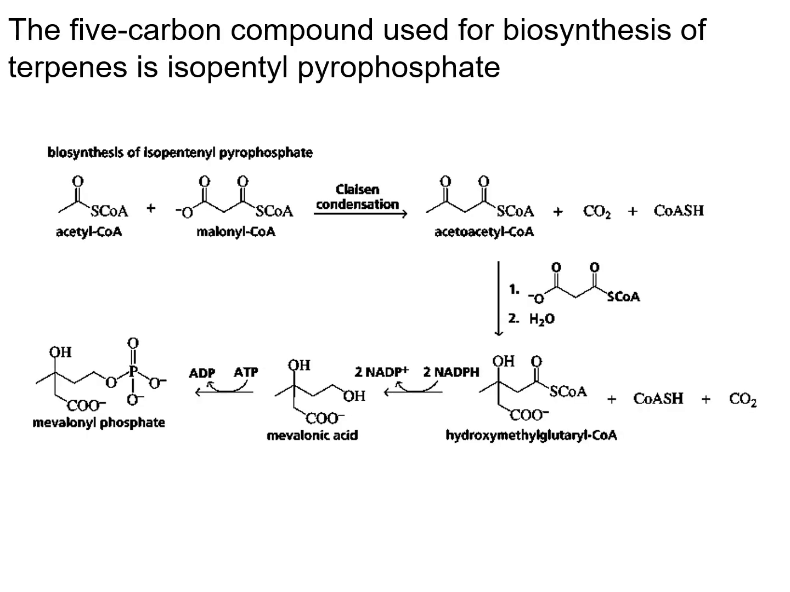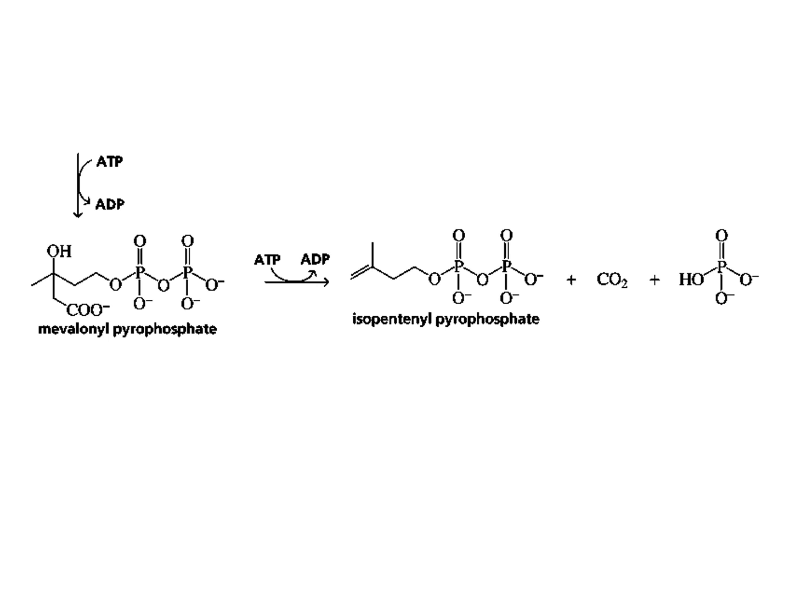The 5 carbon compound used for biosynthesis of terpenes is isopentenyl pyrophosphate. It can be made from acetyl-CoA as the starter unit and malonyl-CoA as the extender unit, using a condensation reaction. This condensation reaction leads to acetoacetyl-CoA. This acetoacetyl-CoA again reacts with malonyl-CoA to produce hydroxymethylglutaryl-CoA. Hydroxymethylglutaryl-CoA can be converted to mevalonic acid. This mevalonic acid can be changed to mevalonyl phosphate. Mevalonyl phosphate can be converted to isopentenyl pyrophosphate, which is a precursor for different classes of terpenoids.